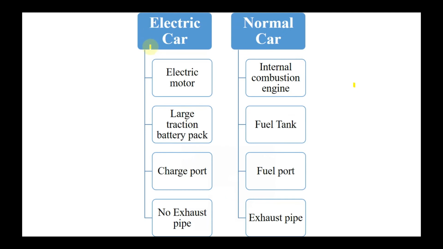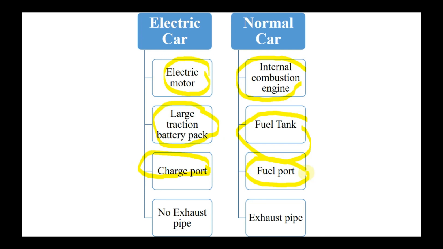Now we will discuss some of the basic differences that distinguish an electric car from a normal car. Electric cars have an electric motor and don't have any sort of engine, while normal cars have an internal combustion engine. Electric cars have a large traction battery pack, while normal cars have fuel tanks. Electric cars have a charge port, while ordinary cars have a fuel port. Electric cars don't have any fuel system, which is why they don't have an exhaust pipe, while normal cars do, and in this way electric cars don't pollute our environment.